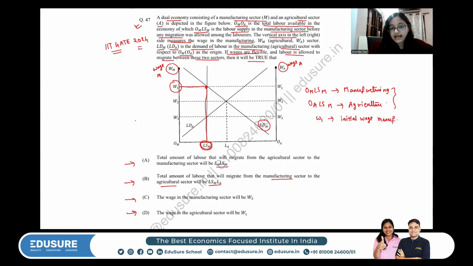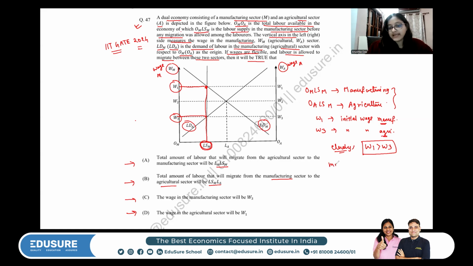And similarly, how do you find the initial wage rate for the agricultural sector? Similarly, this is the demand curve, so from the demand curve, if you join this, this is the initial wage rate for the agricultural sector. So clearly, what you see is that W1 is greater than W3, right? So the initial wage in the manufacturing sector is clearly strictly greater than the initial wage in the agricultural sector. And what does this tell you?